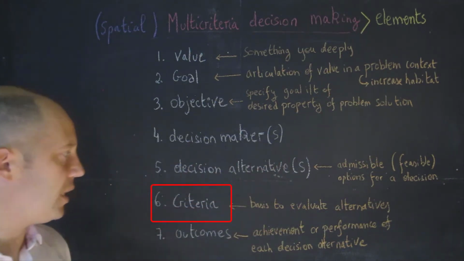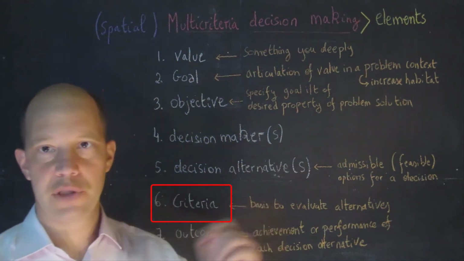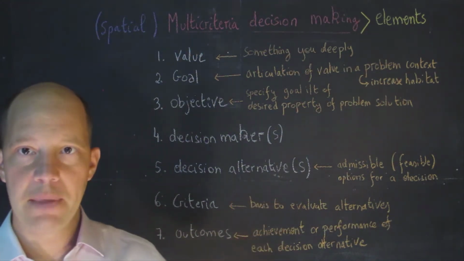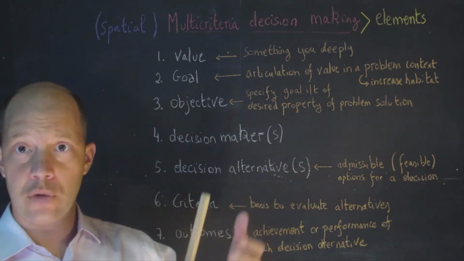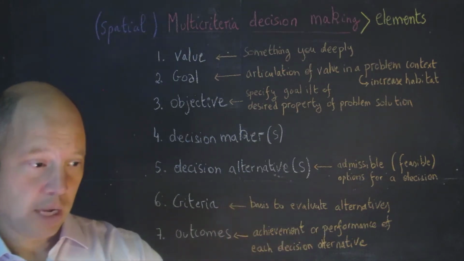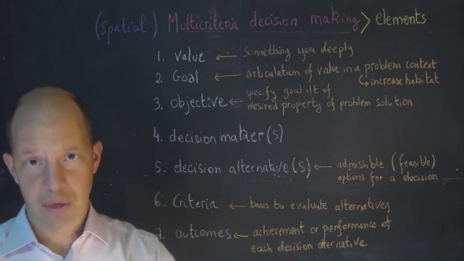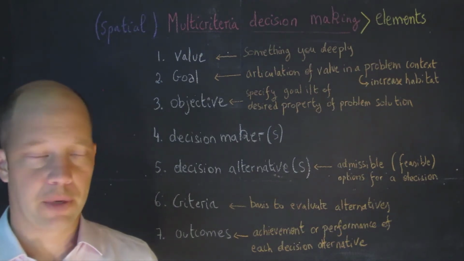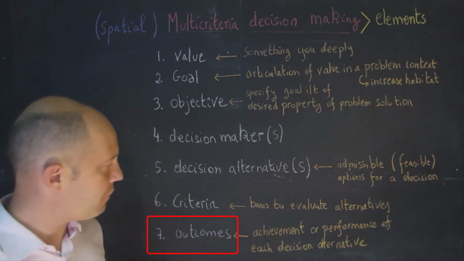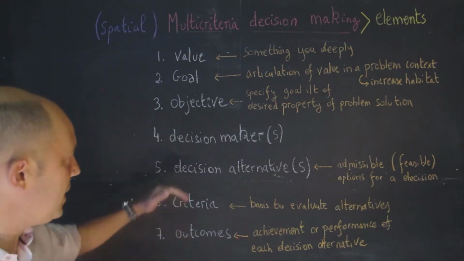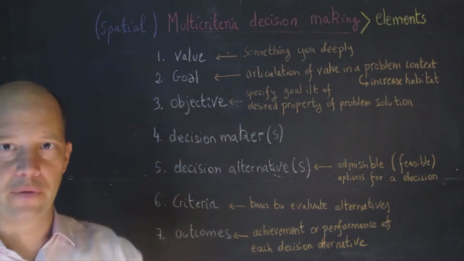Sixth are the criteria. So how do we actually evaluate one alternative versus another? In the case of increasing the habitat, it could be, for instance, how good this particular parcel or this group of parcels is to protect biodiversity, but another criterion could be, for instance, the cost to acquire those parcels. And lastly, outcomes. Those are the achievement or performance of each decision alternative based on those different criteria. So how do they rank: 1, 2, 3, and so on and so forth?